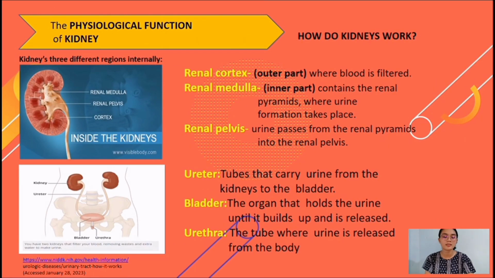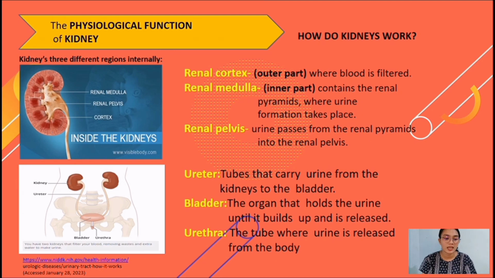So here in our next slide, we have a question: how do kidneys work? As we can see here in the first picture, these are the three different regions inside the kidneys. Just as our heart has 4 major chambers or regions, our kidneys have 3. So they are named the renal medulla, renal pelvis, and the cortex.